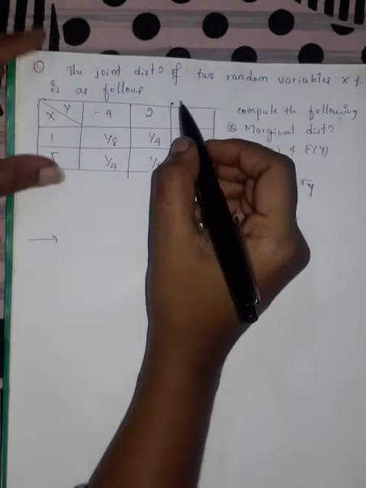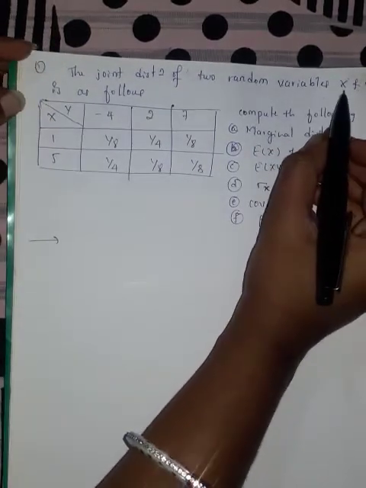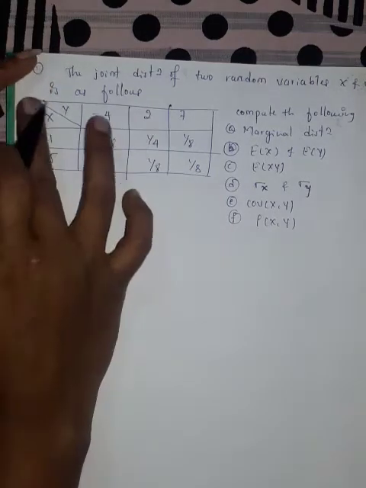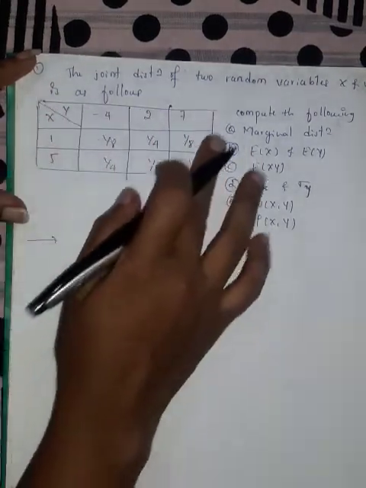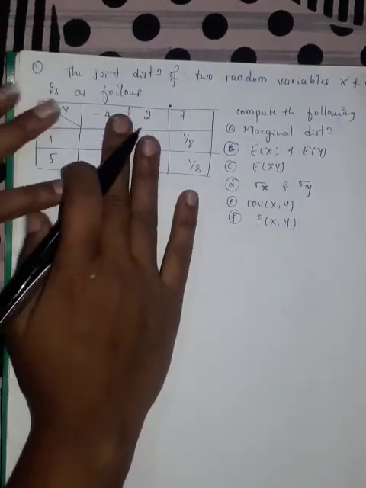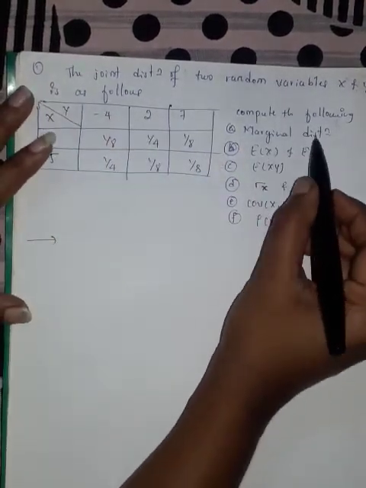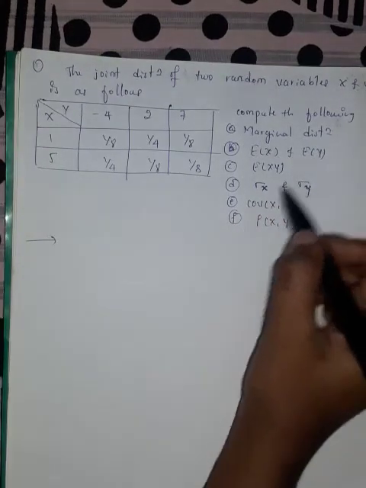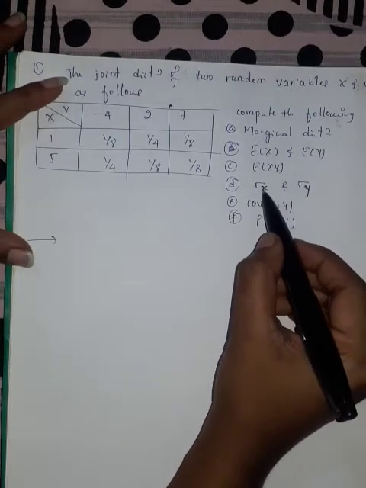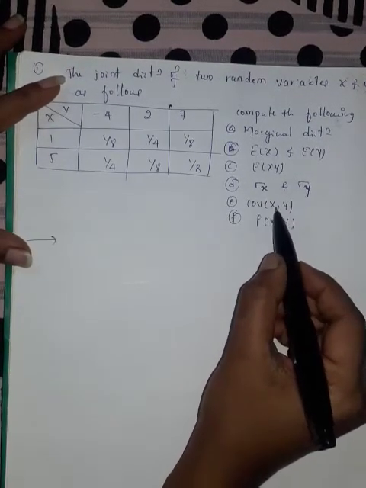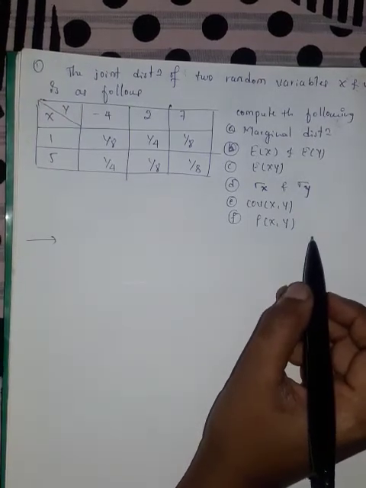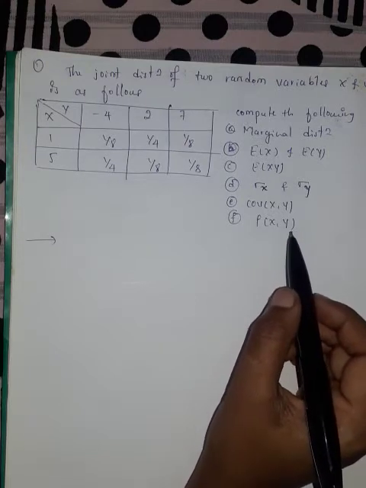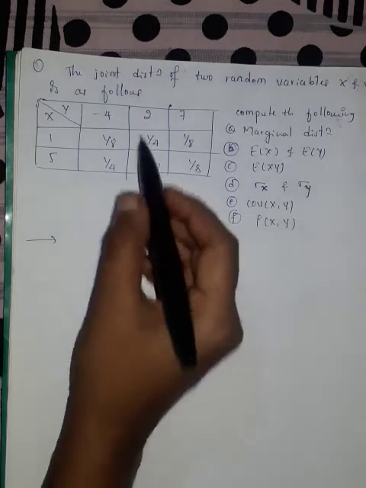The joint distribution of two random variables x and y is as follows. Here they gave the joint distribution. By using this, they asked to compute the marginal distributions, expectation of x, expectation of y, E of x into y, sigma x and sigma y, covariance of x comma y, and rho of x comma y, that is the correlation of x comma y. So first see the table here.